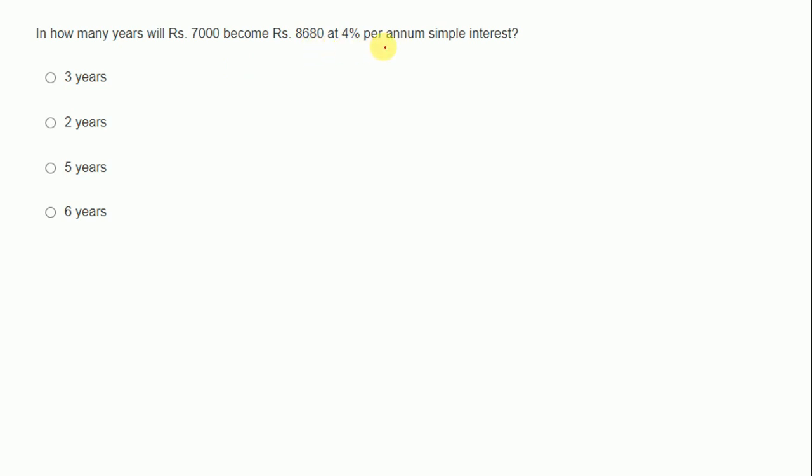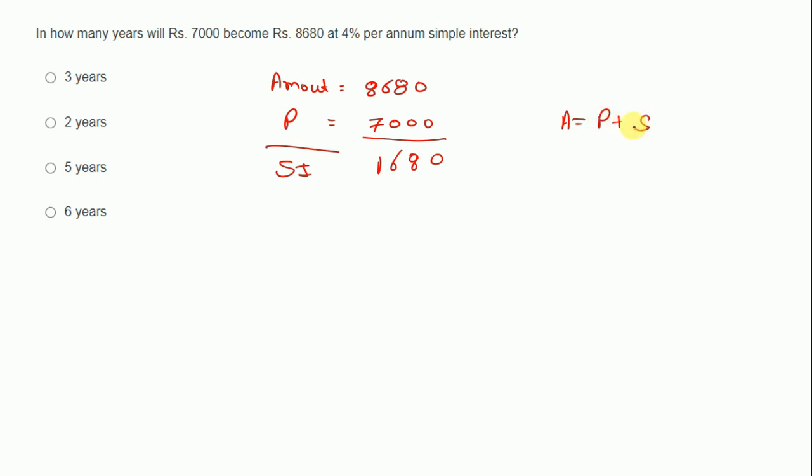Now, in how many years will 7,000 become rupees 8,680 at 4% per annum simple interest? First of all, the amount given to us is 8,680 and the principal amount was 7,000, and from here we can calculate SI, that is simple interest, by subtracting the principal amount from the amount, and it would be equal to 1,680, because amount is equal to principal plus SI, and we have to find SI, so we subtract the principal from the amount.